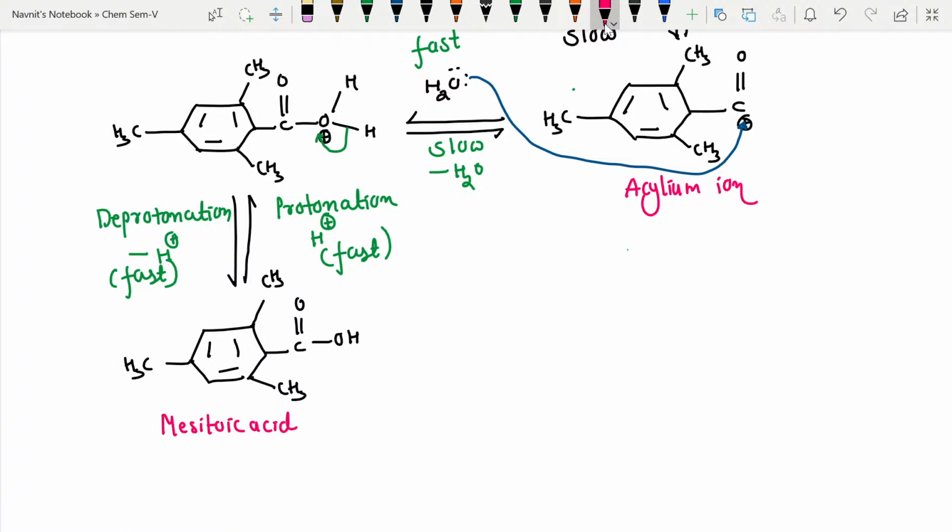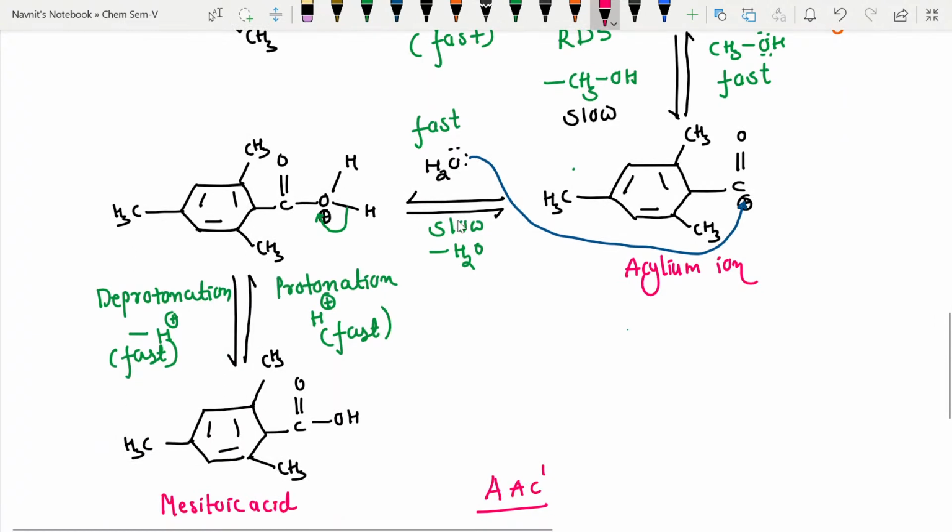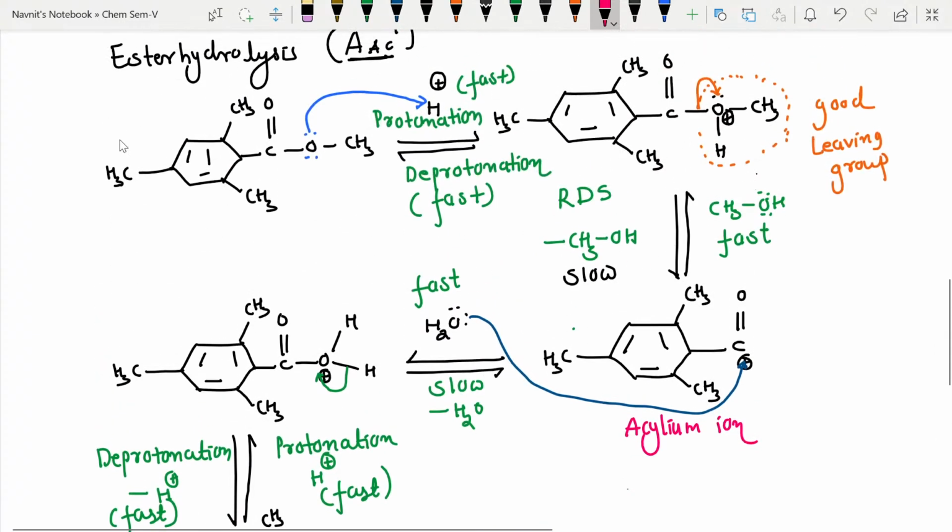And this mechanism is AAC1: acid catalyzed, acyl oxygen bond breaking, unimolecular. Okay. So if you closely look at the ester hydrolysis of this methyl mesitoate, the forward reaction is ester hydrolysis and the backward reaction is esterification. Anyone can ask in the examination whether it's esterification or ester hydrolysis.